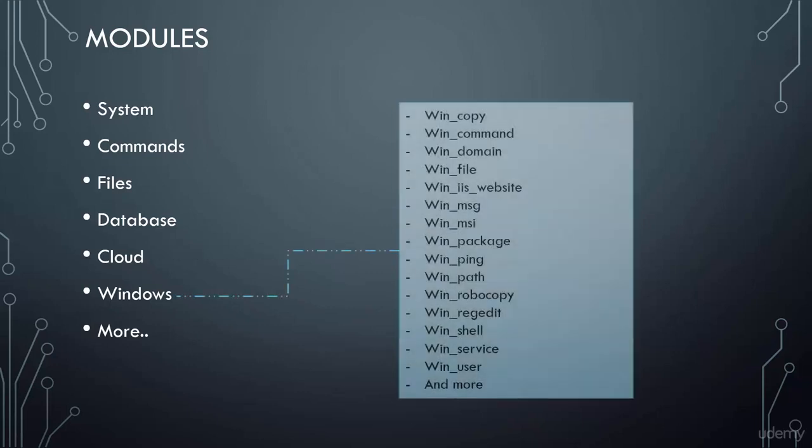Some of them are WinCopy to copy files, WinCommand to execute a command on a Windows machine, and there are a bunch of other modules available to work with files on Windows, create an IIS website, install a software using the MSI installer, making changes to the registry using regedit, and manage services and users in Windows. These are just a few modules in a few categories. There are lots more, and a comprehensive list can be found at docs.ansible.com along with detailed instructions on each of them.